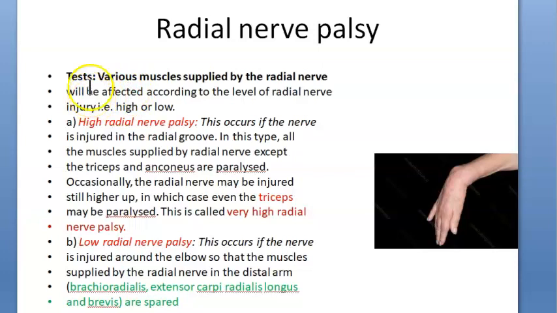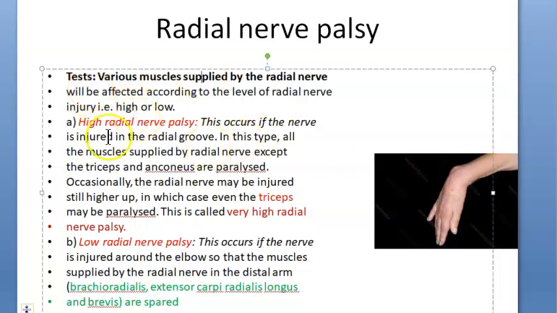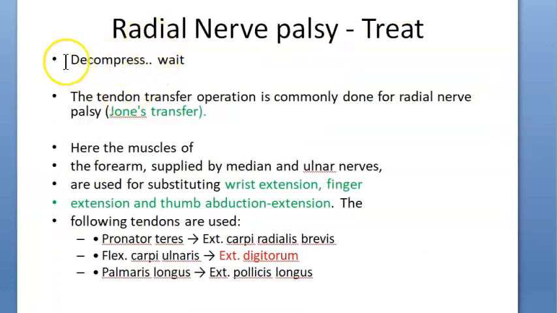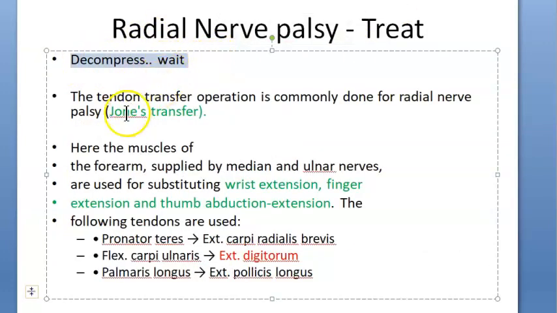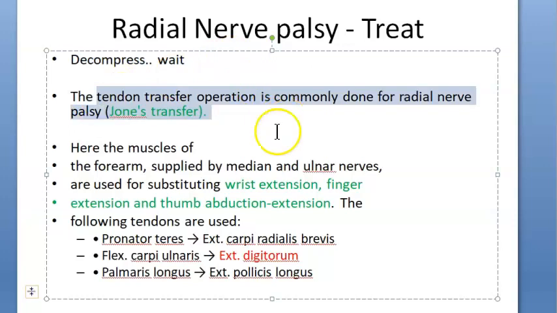So what are the tests to check for radial nerve palsy? High radial nerve palsy, low radial nerve palsy. You have to check. So how will you treat this? You have to wait and allow the compressed nerve to decompress. Other treatments they're talking about are that you have to fix the fracture, etc.